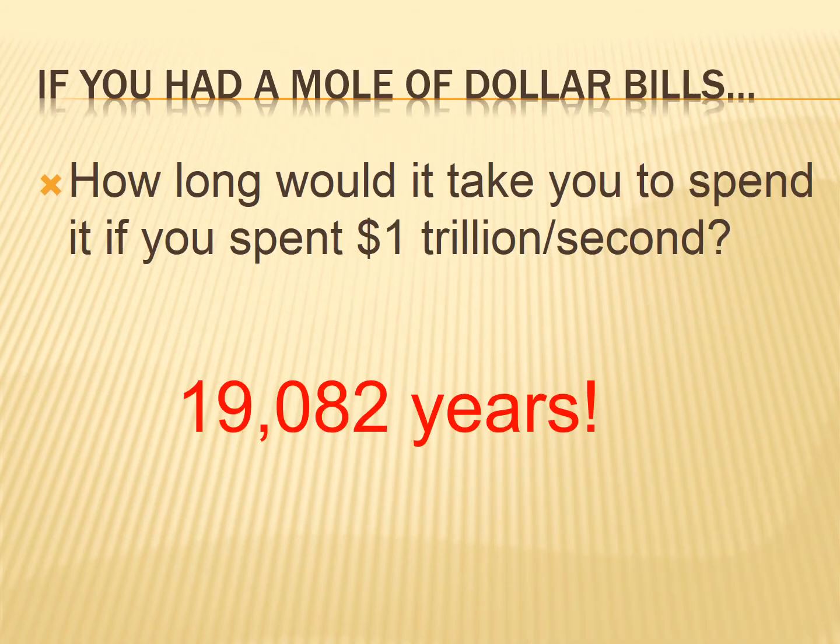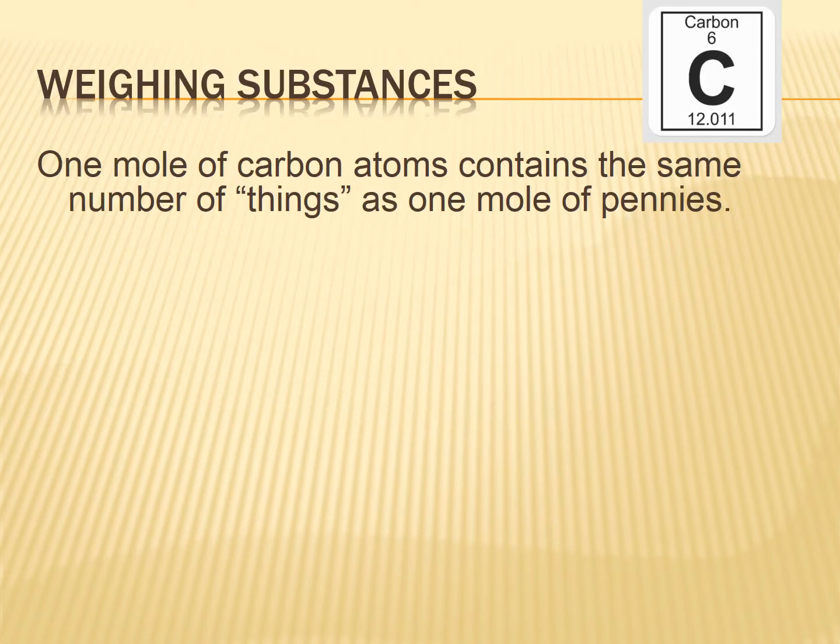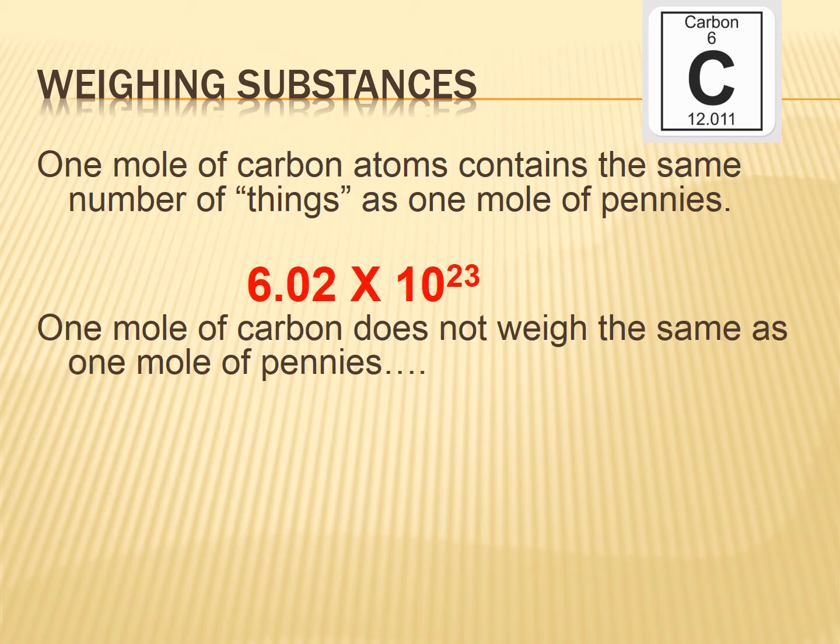You can't do that. If you had a mole of dollar bills and you were told to spend $1 trillion per second, it would take you over 19,000 years in order to spend a mole of dollars. So big. So here we are. We're in chemistry and we're talking about atoms. And because atoms are so incredibly small, we have to put them into bunches called moles, 6.02 times 10 to the 23rd. This does not weigh the same as a mole of pennies.